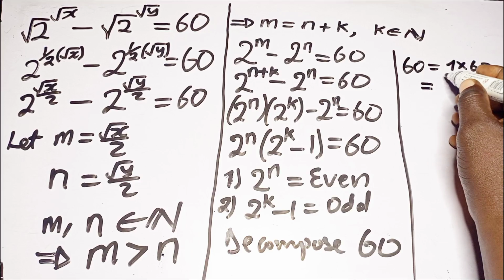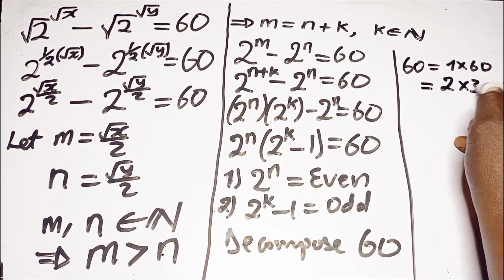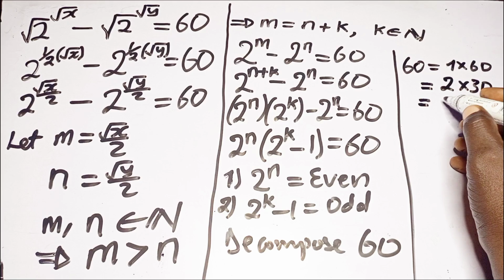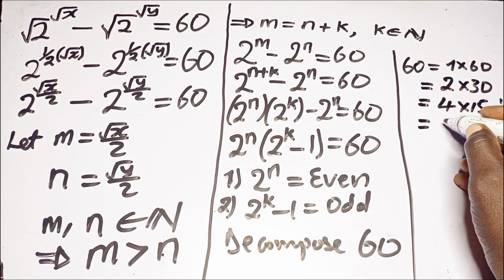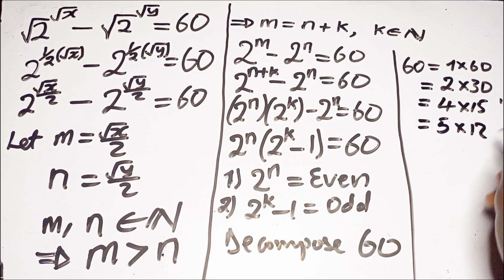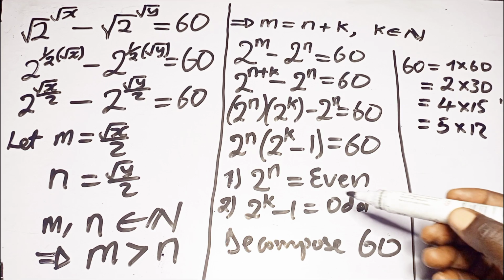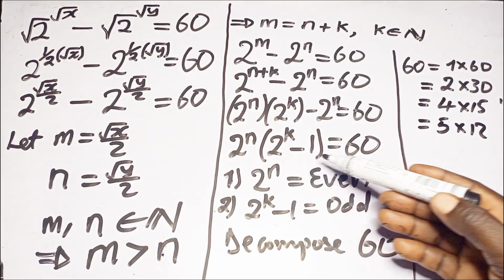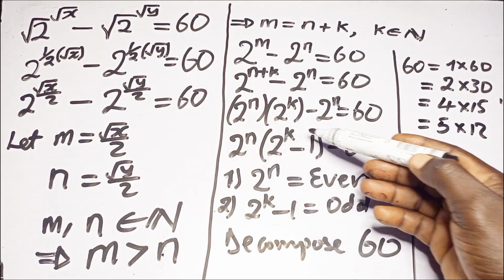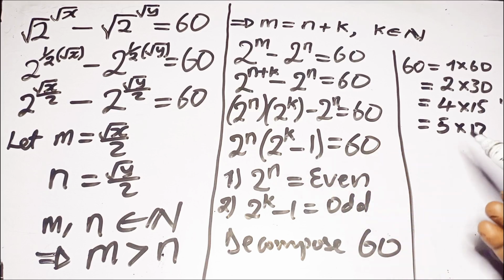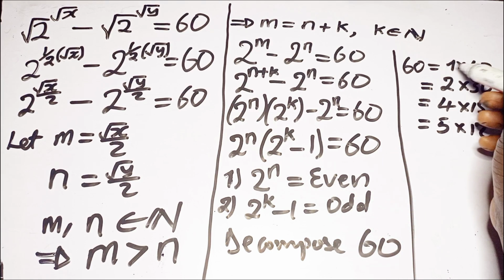We can also have 60 as 2 times 30. We can also have 60 as 4 times 15. We can also have 60 as 5 times 12. So these are the possible decompositions of the number 60. So which of these decompositions will perfectly fit our left-hand side expression, which says that one of the factors must be even, the other one must be odd. If we look at this one, yes, this is odd, this is even.